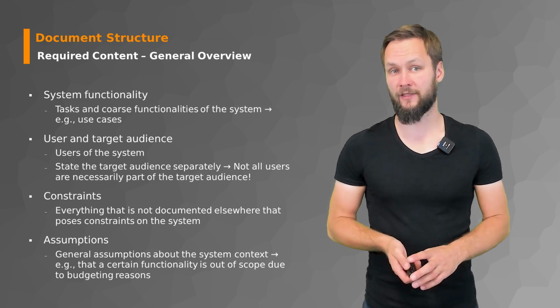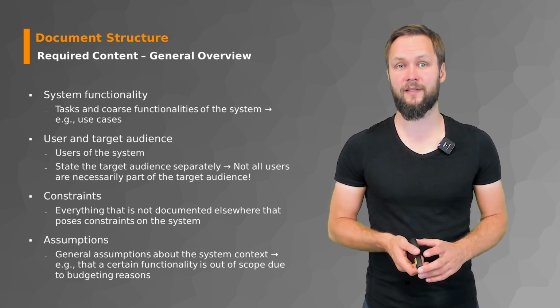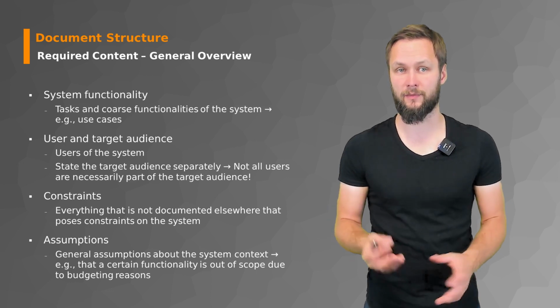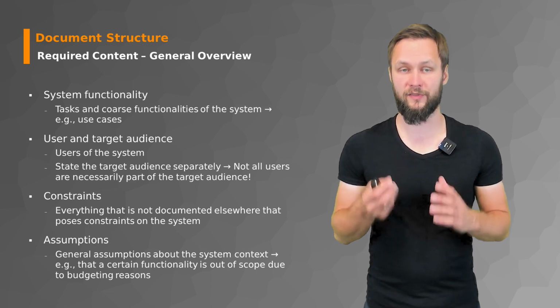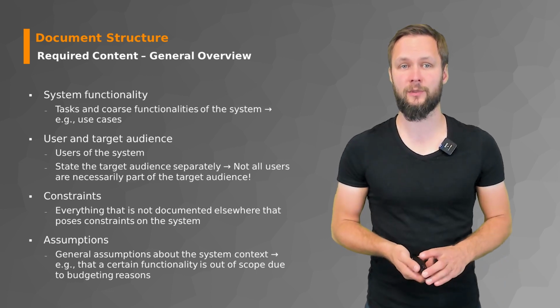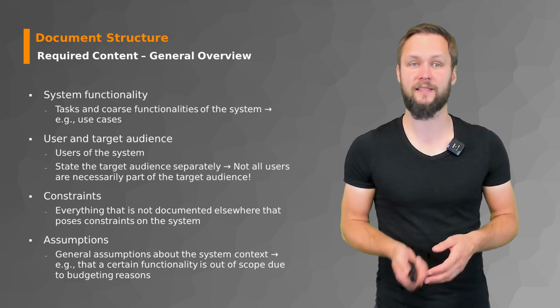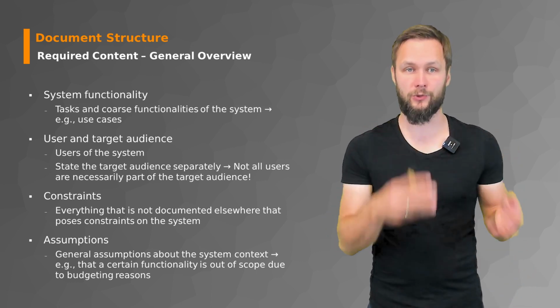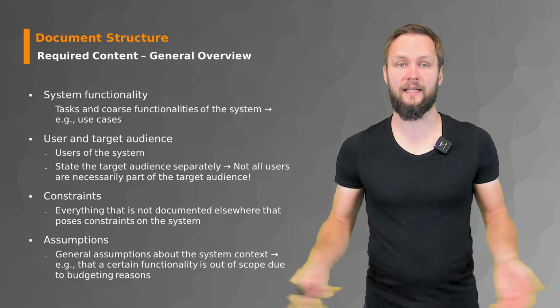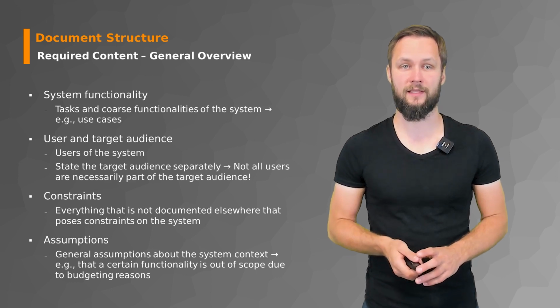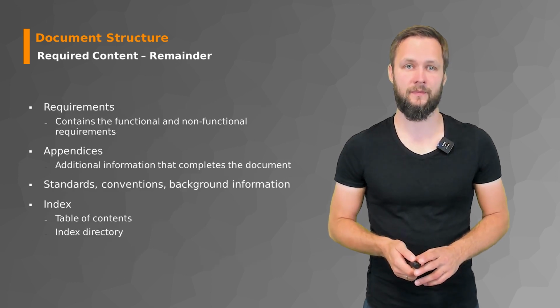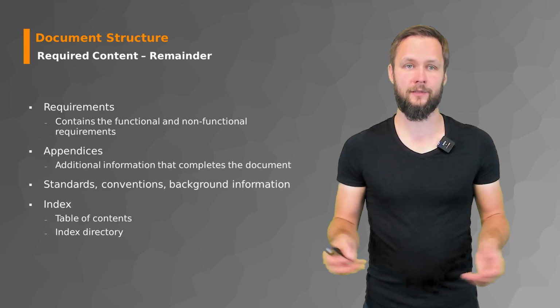You're also having a look at constraints, everything that is not documented elsewhere that poses a constraint on the system. And also assumptions that you're working on. What are the general assumptions about the system context? For example, that certain functionality is out of scope, either due to budget reasons or any other potential reason that might be applicable here. And then we have the remainder.